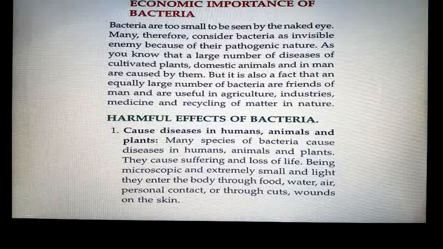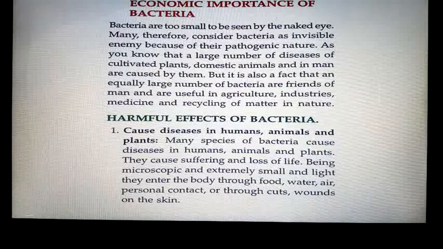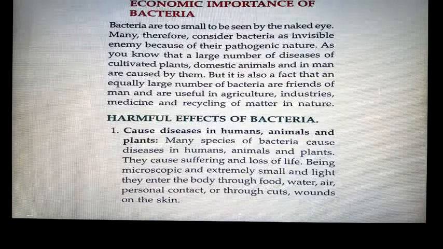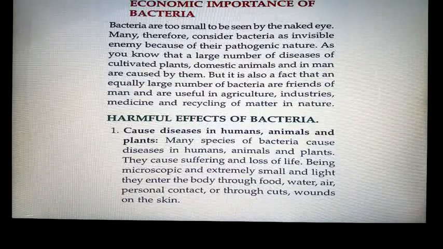A large number of diseases, mainly in cultivated plants, domestic animals and in human beings, are caused by bacteria. Got it? But at the same time, it is also a fact that an equally large number of bacteria are friends of man and are useful in agriculture, industries, medicine and recycling of matter in nature. What is meant by recycling of matter in nature? The dead decay and mix again into the soil, so minerals will go back to the soil. That is called recycling of matter.